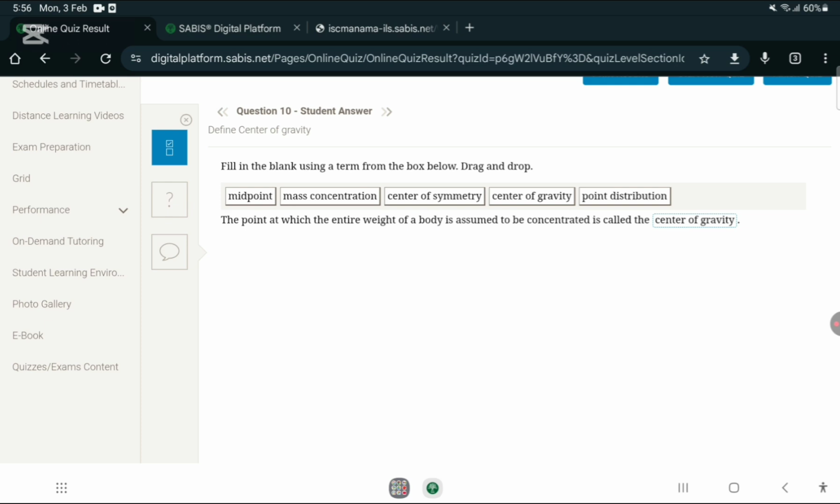Okay, the point at which the entire weight of a body is assumed to be concentrated is called the center of gravity. This is just memorization, so I expect you guys to know this. Okay, let's go to the next.